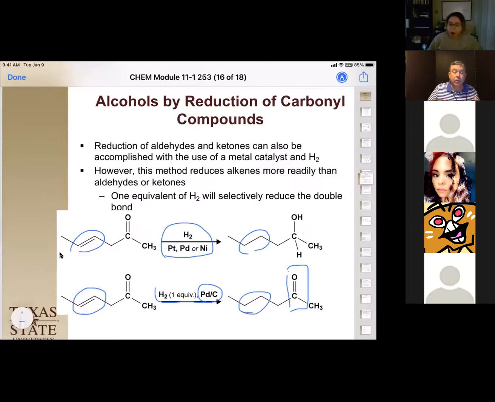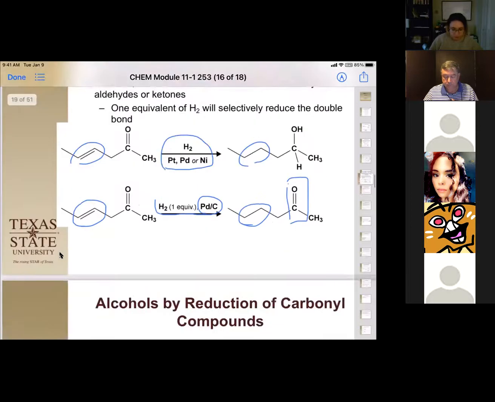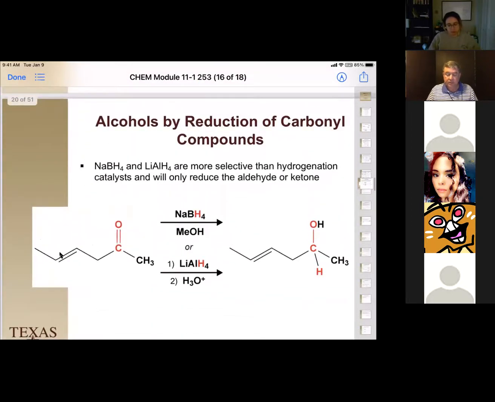And if we have one equivalent of our hydrogen, it's going to only react with the double bond. But the hydride reagents, the sodium borohydride and the lithium aluminum hydride, do not reduce down the alkene. They only reduce down the carbonyl compounds right here. So again, this is one of those important things we're going to learn in our reaction table, is that selectivity of reagent is going to give us a better way to make a certain product, the exact product we want every time.